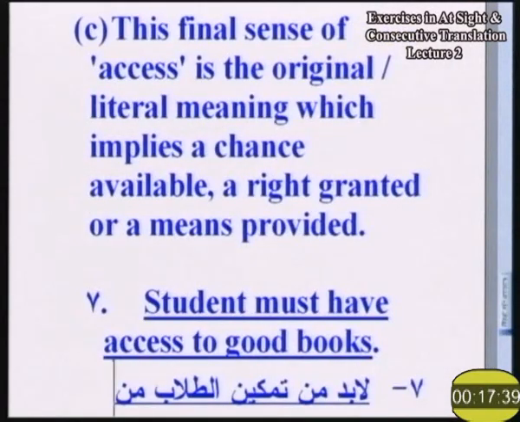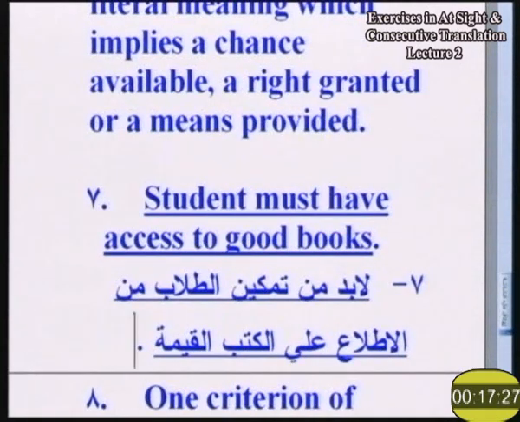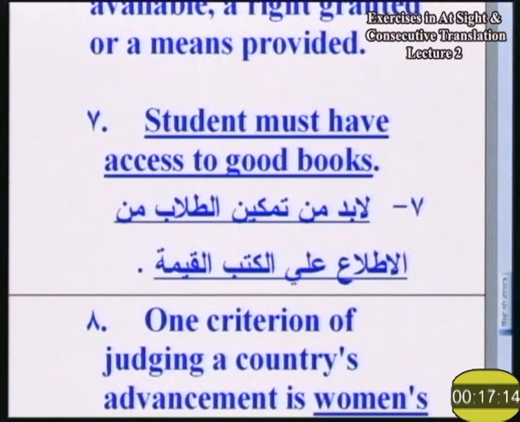Students must have access to good books. Okay? To have access to good books, to be able to reach, to be able to use. لابد من تمكين الطلاب من الاطلاع على الكتب القيمة. Okay? So to have access, تمكين الطلاب.